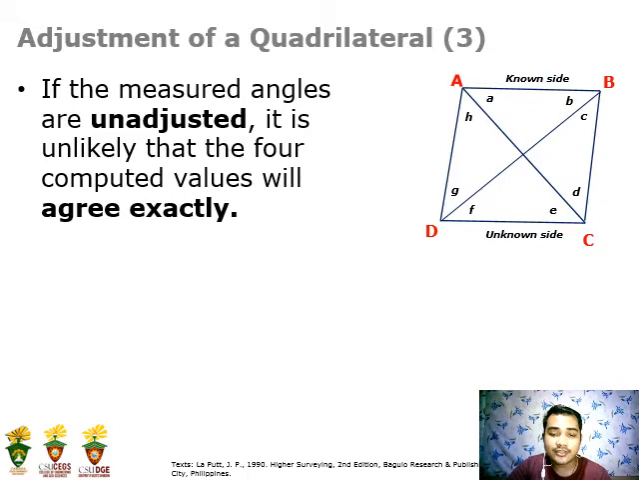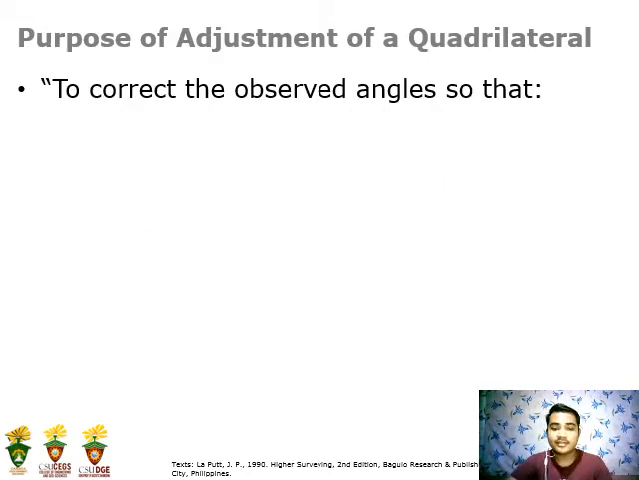And if the measured angles are unadjusted, it is unlikely that the four computed values will agree, no? Will agree exactly. So dapat i-adjust mo na before ang adjustment of quadrilateral. So dapat mo agi pa siya station, figure, then quadrilateral dayon. So let's talk about the purpose of the adjustment of quadrilateral.